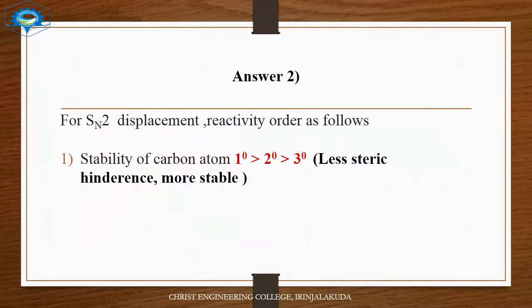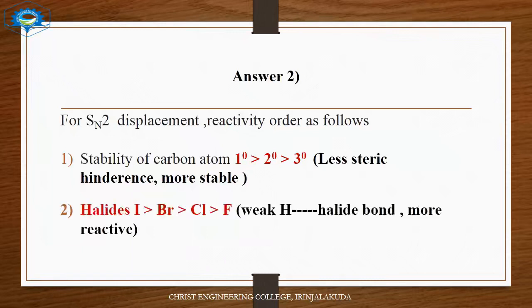Okay. Also, in both SN2 and SN1 reactions, the reactivity order of the halide is iodine greater than bromine greater than chlorine greater than fluorine.